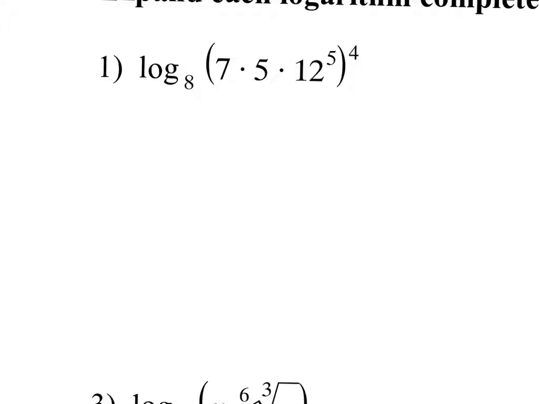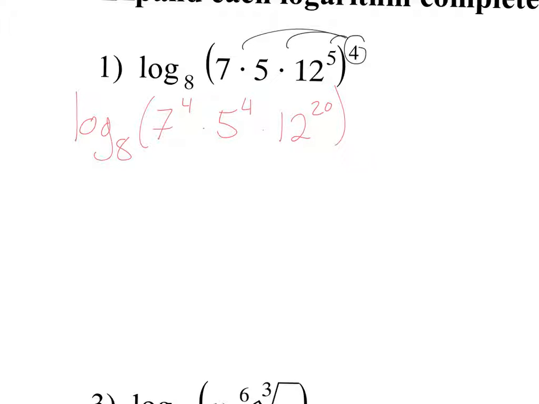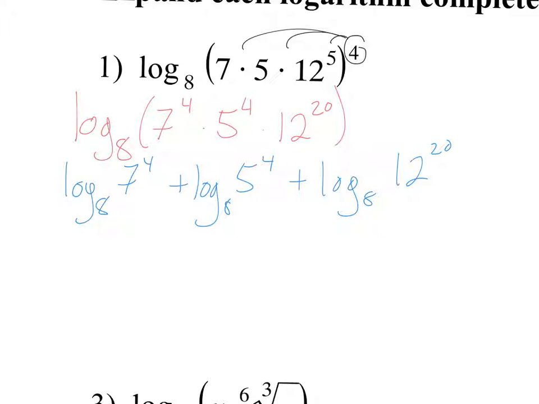Okay. First thing I might do for number 1 is take this 4 and distribute to each piece of this. So I'd rewrite this as log base 8 of 7 to the 4th times 5 to the 4th times 12 to the 20th, and because all those are really large numbers, I'm going to leave those as is. Okay, and then I'm going to break this up. If I'm multiplying on the inside, that means I'm adding on the outside. Log base 8 of 7 to the 4th plus log base 8 of 5 to the 4th plus log base 8 of 12 to the 20th.